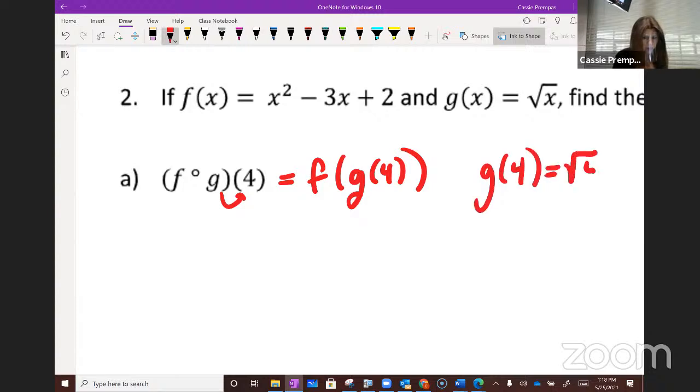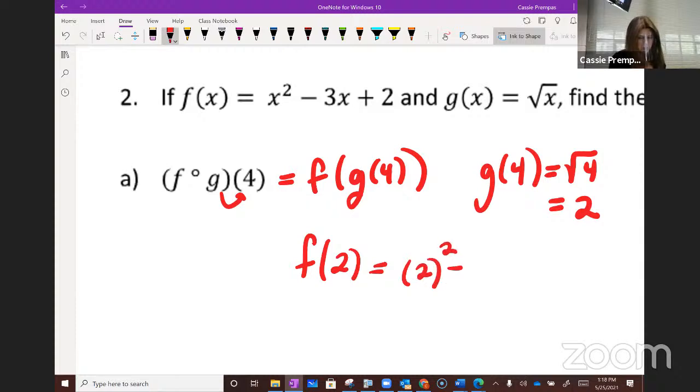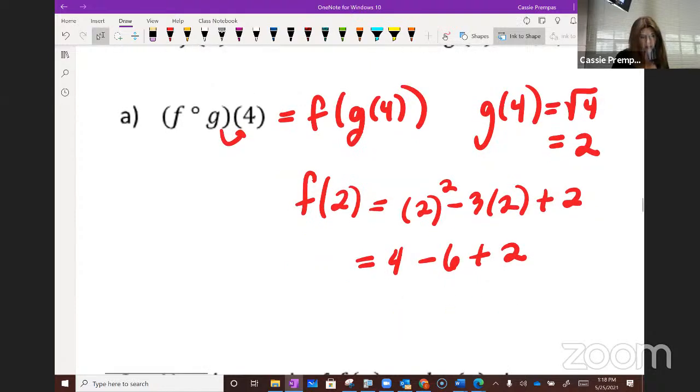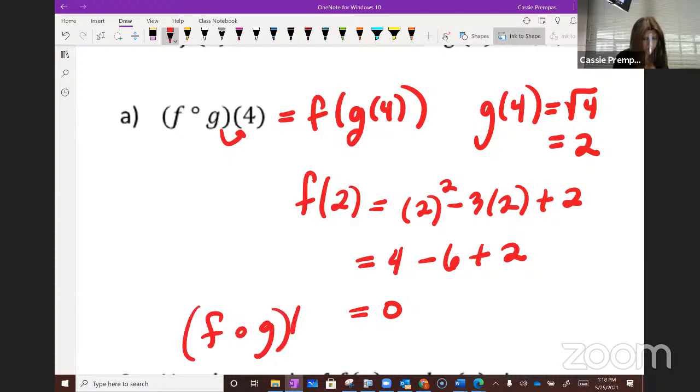Take the square root of 4, and g of 4's answer is 2. And then we plug that in for function f, and I determine the answer. So I would have 2 squared minus 3 times 2 plus 2. 2 squared is 4, so I have 4 minus 6 plus 2, and negative 2 plus 2 gives me 0. So the answer to f of g of 4 is equal to 0.